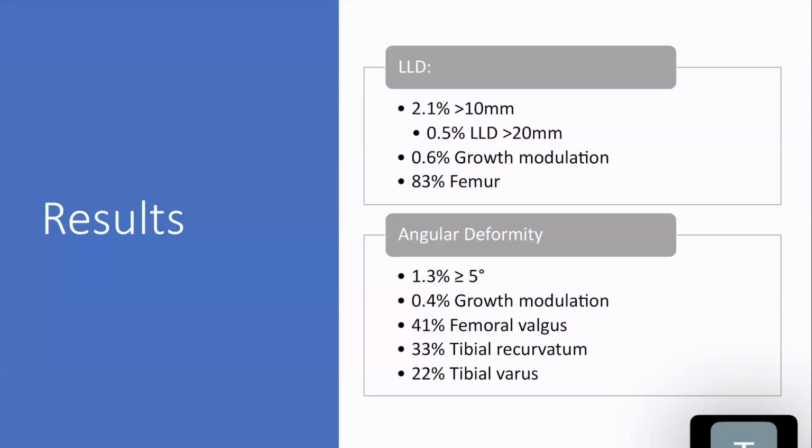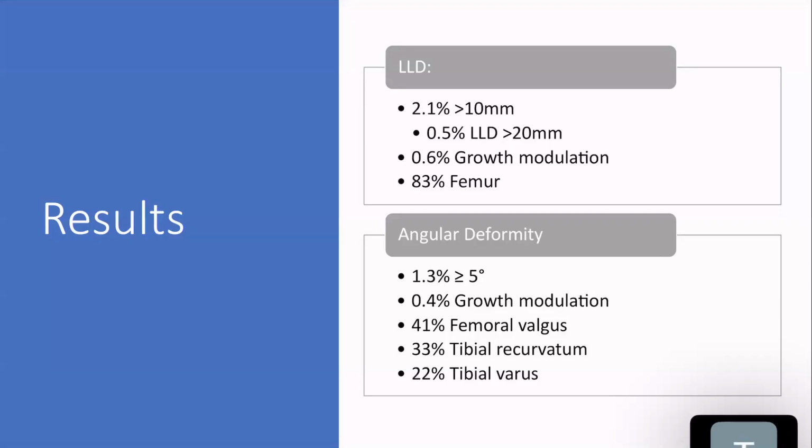And that's around the point where some people with leg length discrepancies may start to become symptomatic or notice it. A lift may be able to correct it, but it might start getting a little uncomfortable wearing a lift that's larger than that. 0.6% of patients underwent growth modulation procedures for treatment of leg length discrepancy. The femur was involved 83% of the time. 1.3% of patients demonstrated a postoperative angular deformity of 5 degrees or greater. The majority of patients who developed angular deformities underwent a femoral or tibial transphyseal technique. Femoral valgus was the most common deformity, followed by tibial recurvatum, and then tibial varus.